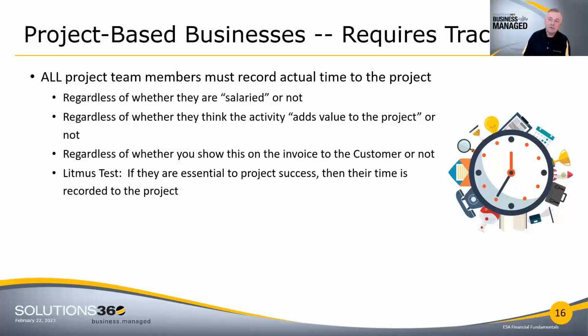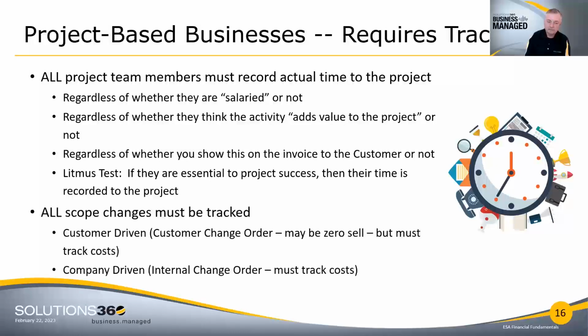And so if a person is essential to the success of a project because of what they're doing to contribute to the project, their time has to be recorded to the project. The second thing that we do a historically poor job of in this industry is not tracking scope changes. All projects evolve. It is a very, very rare, if not never, case where a project does not evolve from the time the salesperson sells it and you get the order in to the time that project was delivered. Something is going to change about that project.